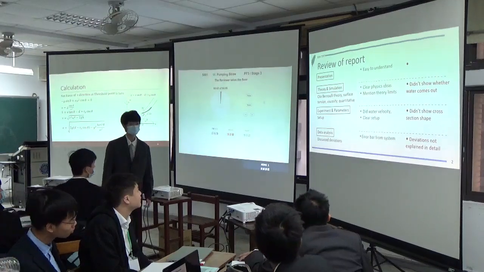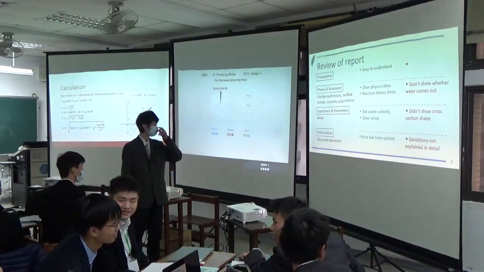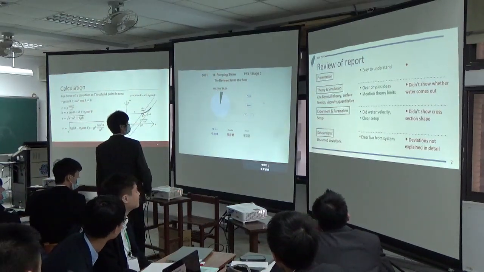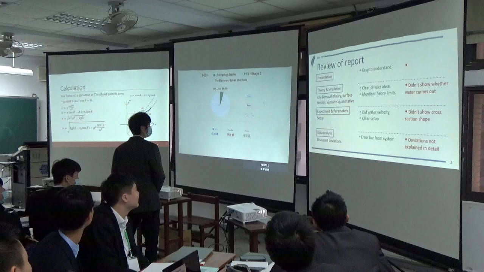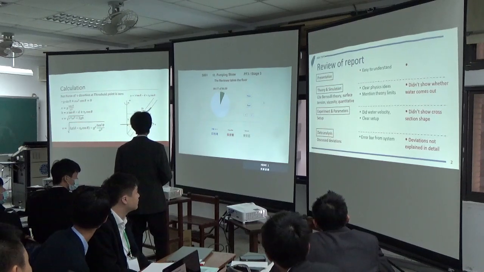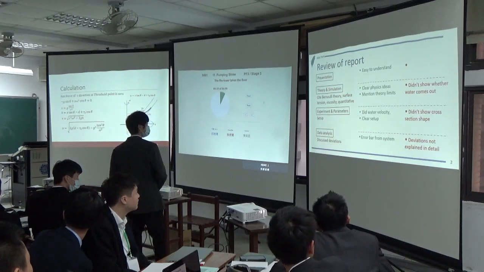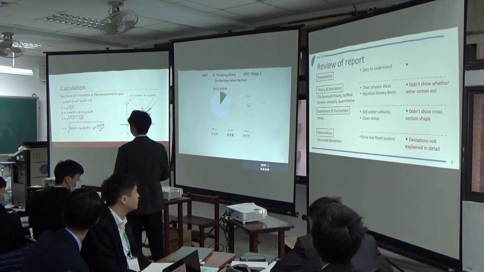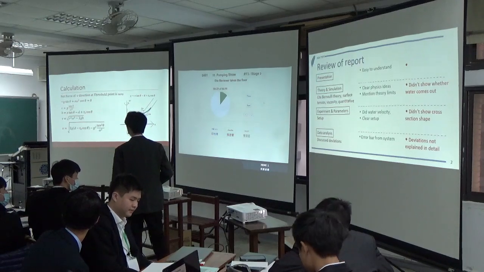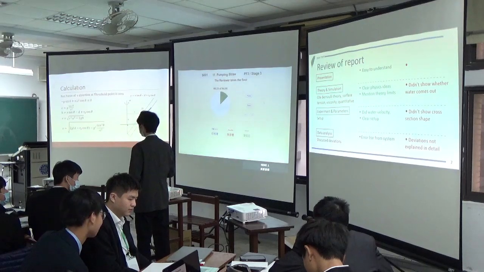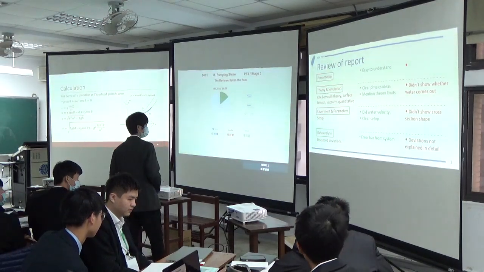And for the review of the reporter, we can say that the presentation is very easy to understand. And for the theory and simulation, we can say that you have a very clear basic idea, and you did mention the theory limits. However, you didn't show whether the water comes out of the straw or not. You didn't show the specific boundary point, because as the statement says, you have to find when the water may flow out of the straw. So I think it's important to find boundary conditions for that.